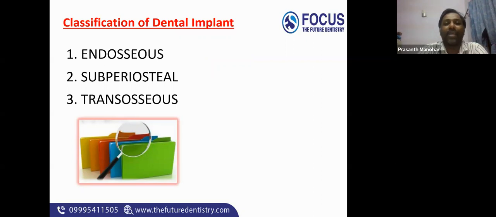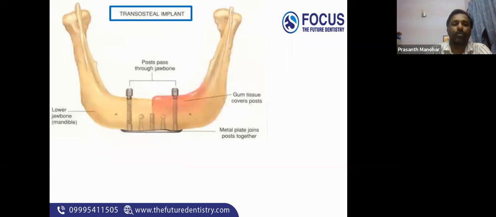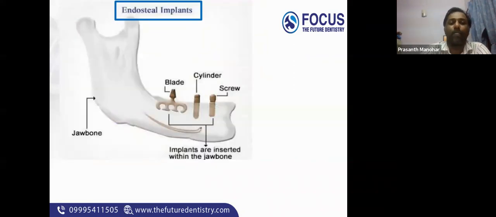Coming to classification of dental implants. Basically, dental implants are classified into three groups: endosseous, subperiosteal, and transosseous. Now we'll see what these three different types of dental implants are. First one is the transosseous implant. Here the implant is passed through and through the cortex so that it can be screwed over either side. That is transosseous.